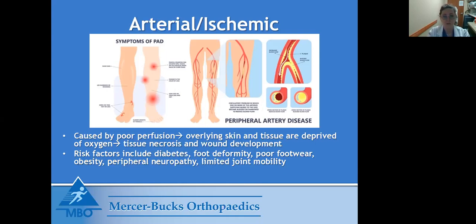Risk factors include being a diabetic, if you have any foot deformities, wearing poor footwear, obesity, if you have what's called peripheral neuropathy or loss of feeling in the lower extremities, and also having limited joint mobility.